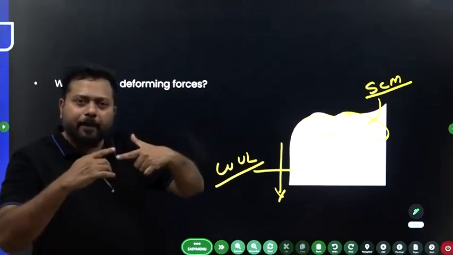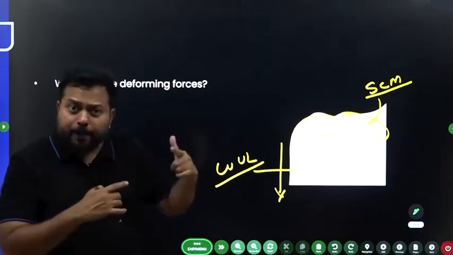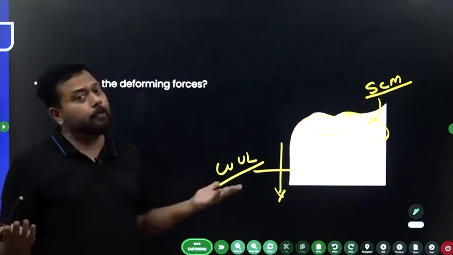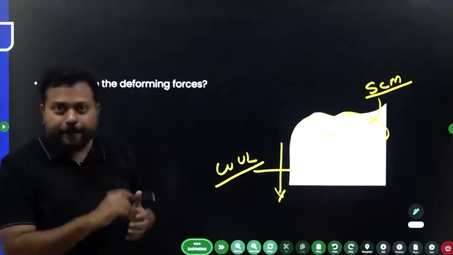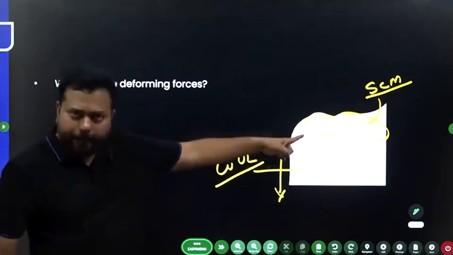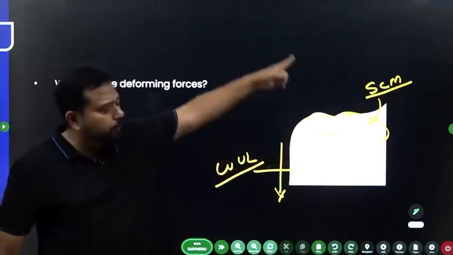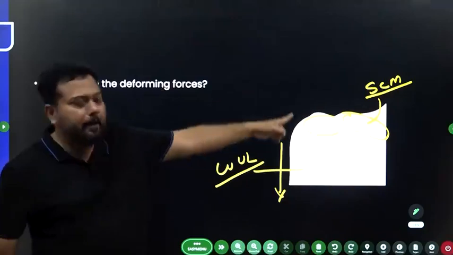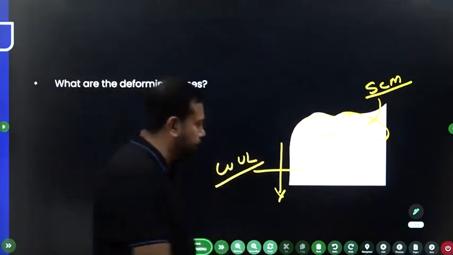So we give conservative management to neutralize both these forces so that it will unite. If they ask in the exam what the deforming forces are, this diagram should come to your mind. Medial 2/3 pulled up by sternocleidomastoid, lateral 1/3 pulled down by weight of the upper limb.